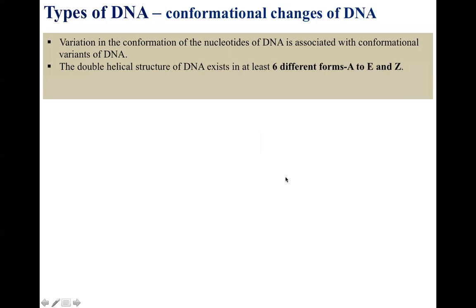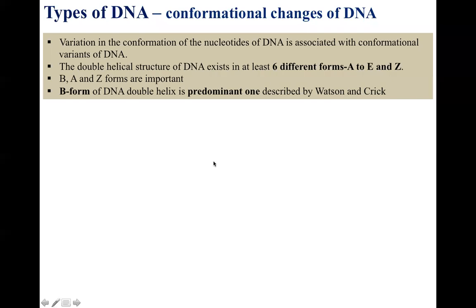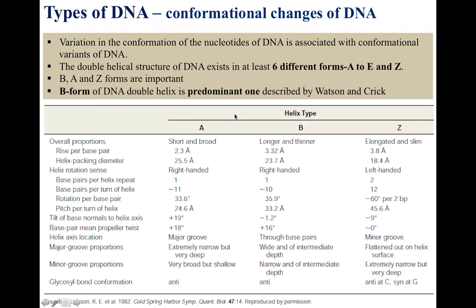So far, there are 6 different forms of DNA existing. That is A to E and Z. That means A, B, C, D, E, and the Z form. And out of these 6 different forms, B, A, and Z forms are very, very important. And B form is the actual double helical structure proposed by Watson and Crick, and it is the predominant one out of these 6 forms.